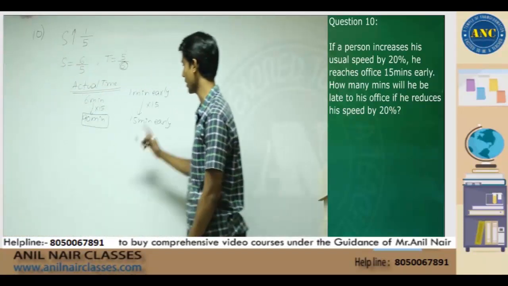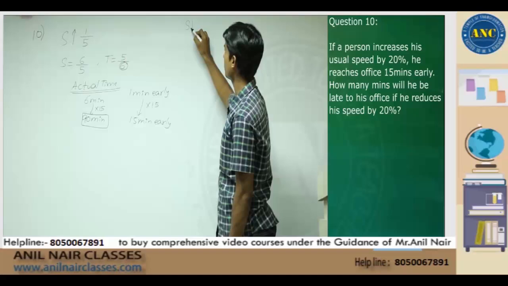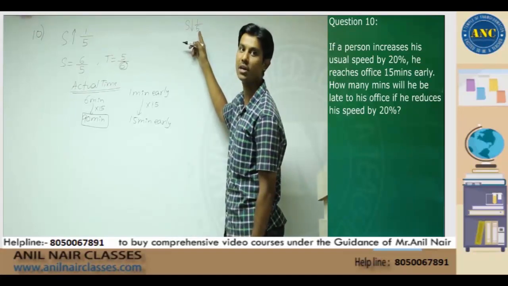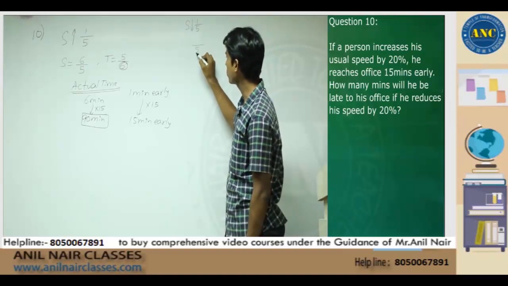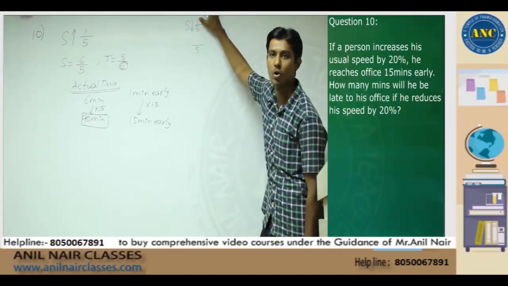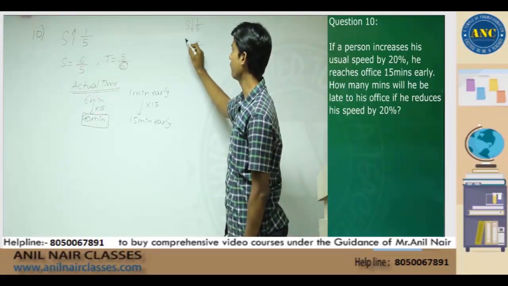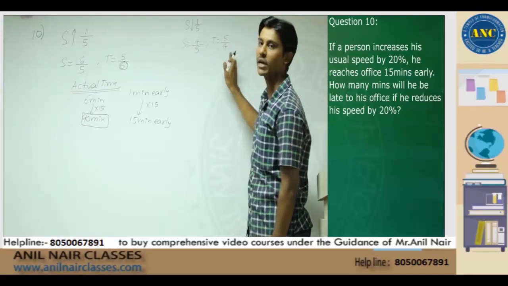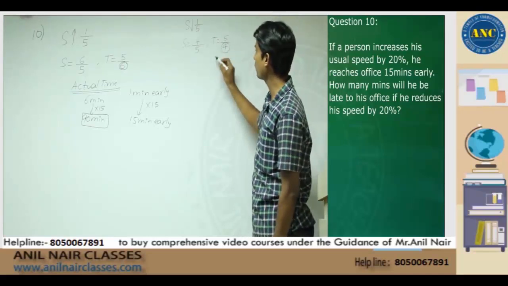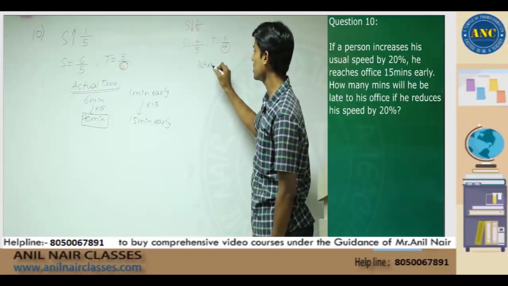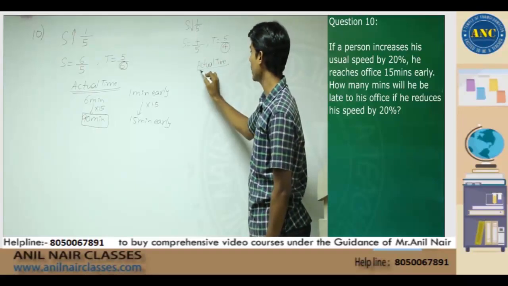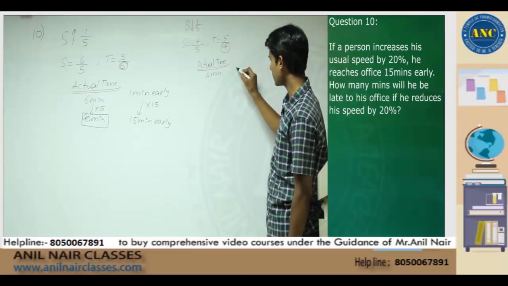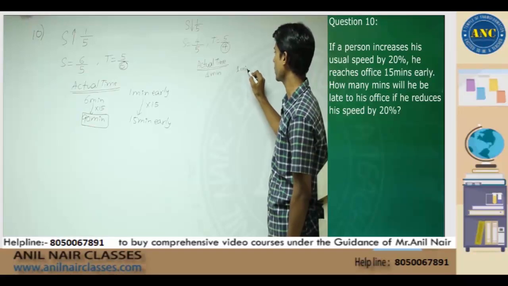Clear with the question? See here. I will decrease my speed by 20%. Speed decreases by 1 by 5. Initially it was 5. Actually I was going at 5 kilometers per hour. But today I am decreasing my speed by 1 kilometer. That means final speed will become 4. Speed is 4 by 5, so time will become 5 by 4. What is the meaning of time 5 by 4? I will take 5 minutes instead of 4 minutes. Today I am late by 1 minute.